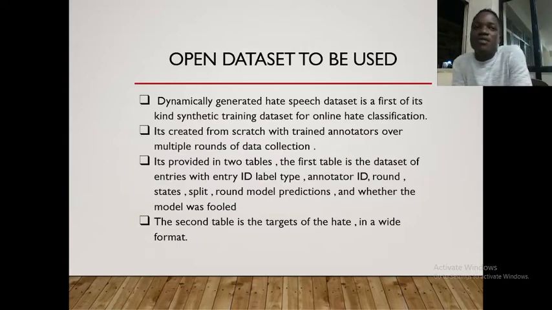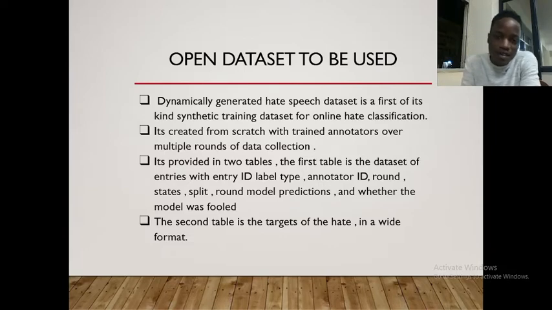So I have decided to use an open dataset called the Dynamically Generated Hate Speech Dataset, and it's the first of its kind synthetic training dataset for online hate classification. It's created from scratch with trained annotators over multiple rounds of data collection. It's provided in two tables. The first table is a dataset of entries with entry ID, label type, annotator ID, round, split, model predictions, and whether the model was fooled. The second table is the targets of the hate in a wide format.